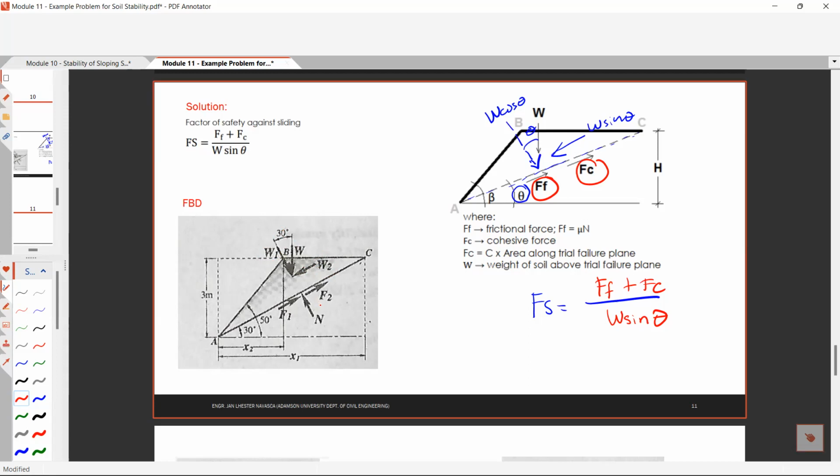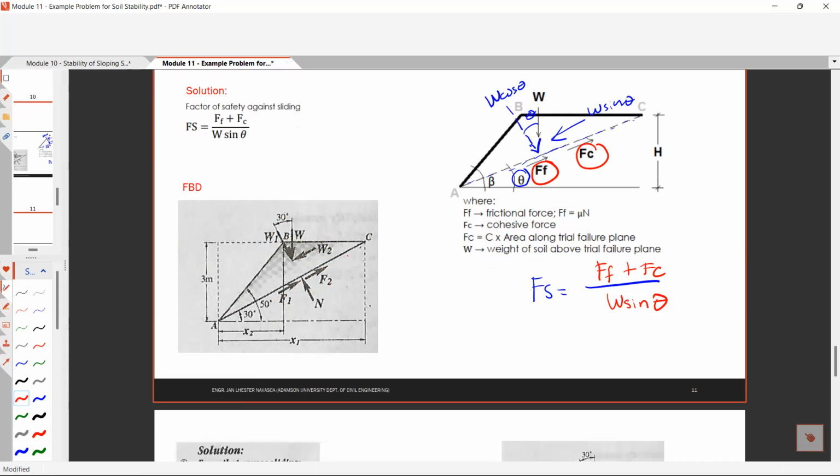Then, draw na rin natin yung normal force. So, normal force or normal to W1 is equals to N. And you need to solve F1 and you need to solve F2. F1 is the frictional force, F2 is the cohesive force. Okay, so let's try.